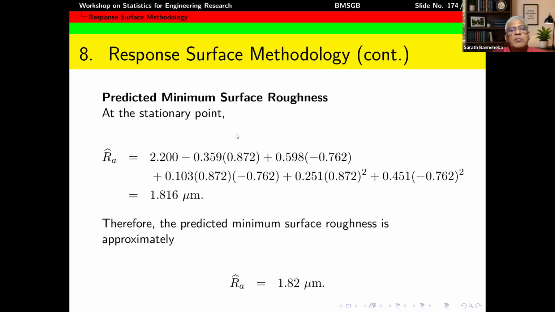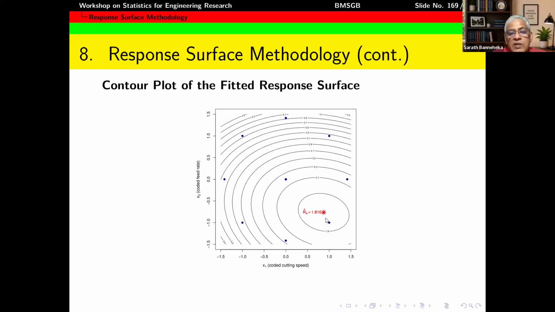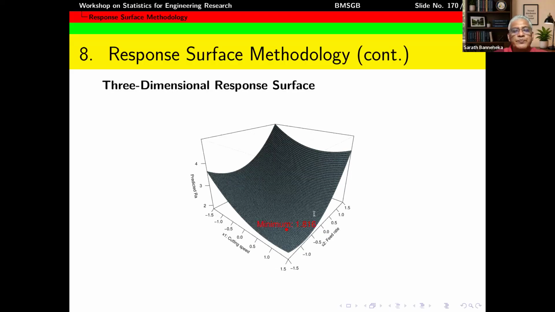Right. So the predicted minimum roughness at that point can be obtained by putting in x1 and x2, those two values that we had. And so in that case, we get RA hat is equal to 1.816. So that is the minimum value. From this graph also, we can see that it's decreasing. So this is the point where x1 is the value that we found, x2 is the value we found, and at that point, RA hat will be equal to 1.816.